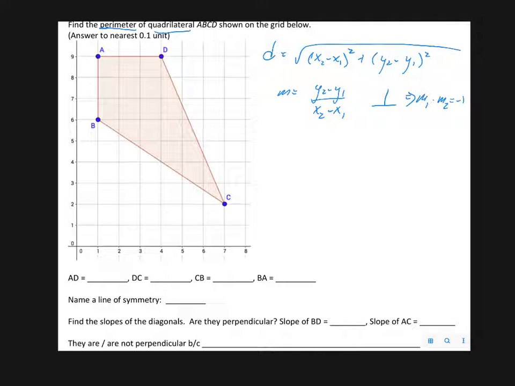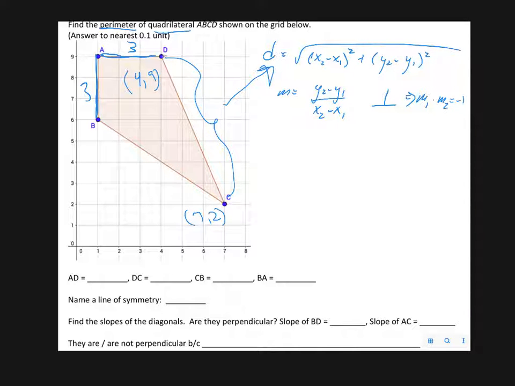So first and foremost, you can just count the distance here. That's 3 units. And you can just count the distance here. That's 3 units. Now for the distance between D and C, we're going to have to use the distance formula. And it looks like D is at 4, 9. And it looks like C is at 7, 2. So you can go ahead and process those two in the distance formula.